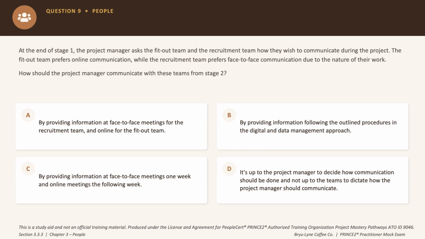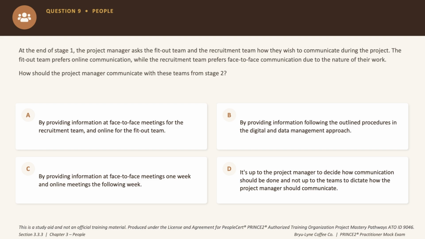Question number 9. So the fit-out team prefers online communication and the recruitment team prefers face-to-face communication due to the nature of their work. Question is, how should the project manager communicate with these teams from stage 2?